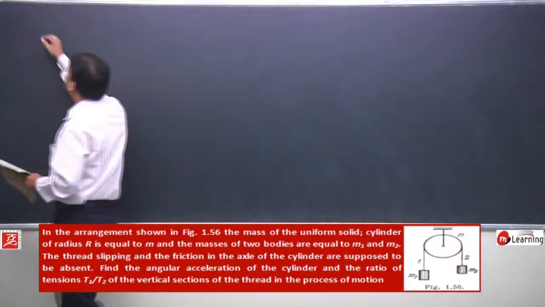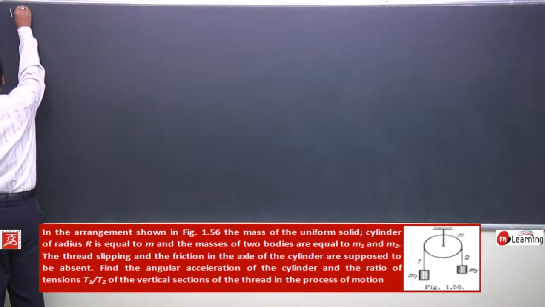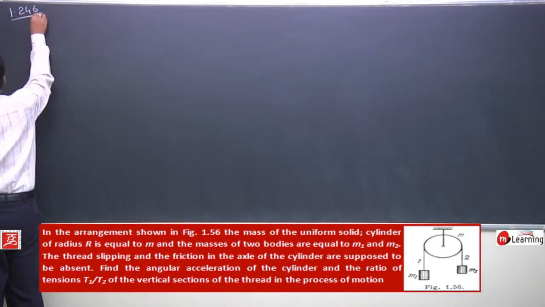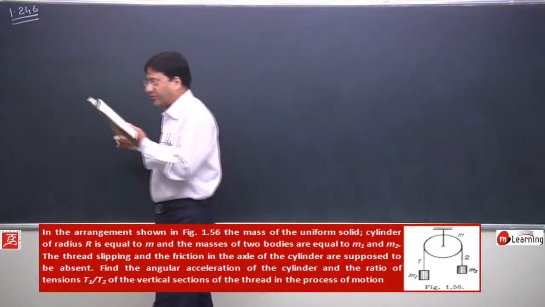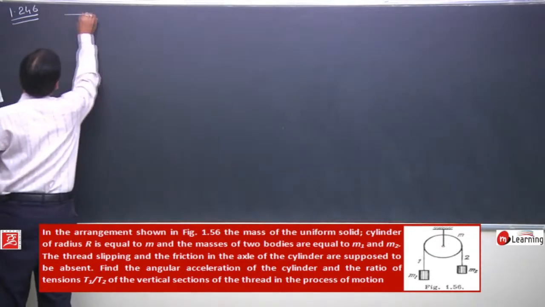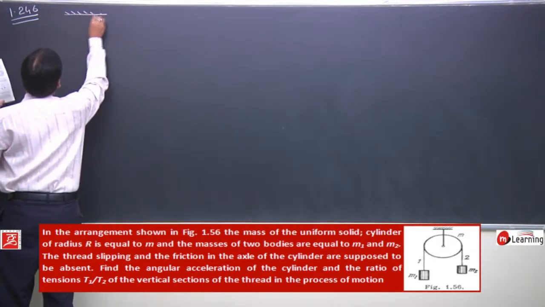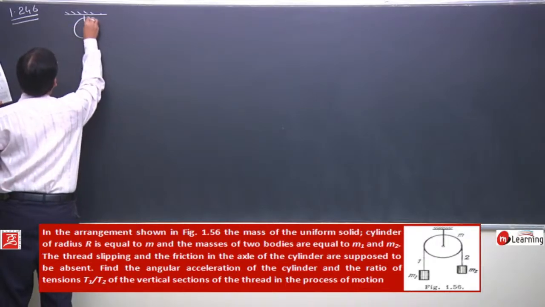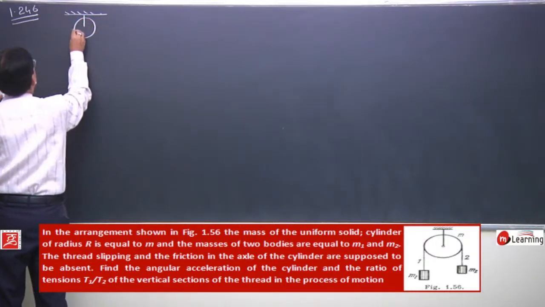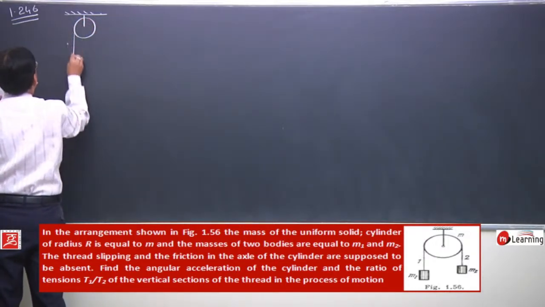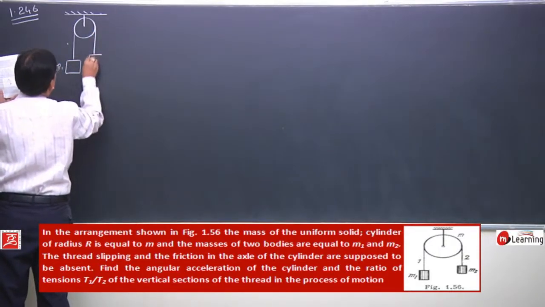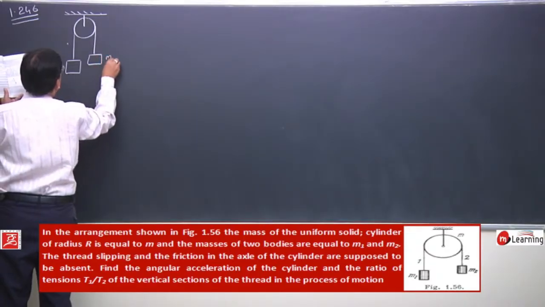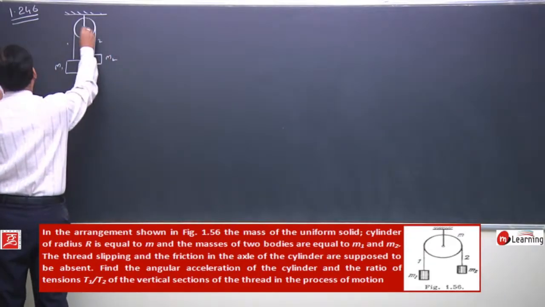I'll solve problem number 1.246 for you. There is a problem, there is a figure associated with the problem, and let me draw this figure first. A figure is given like this: rope, this is mass m1 and this is mass m2 and this small m.